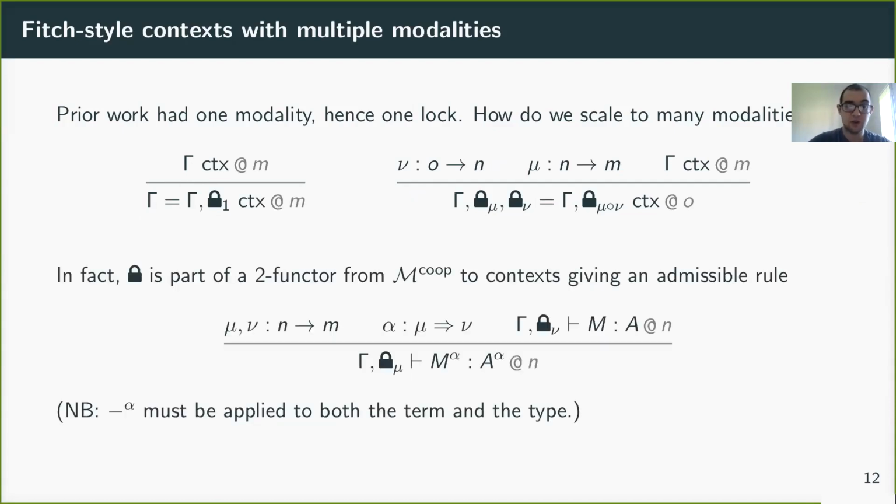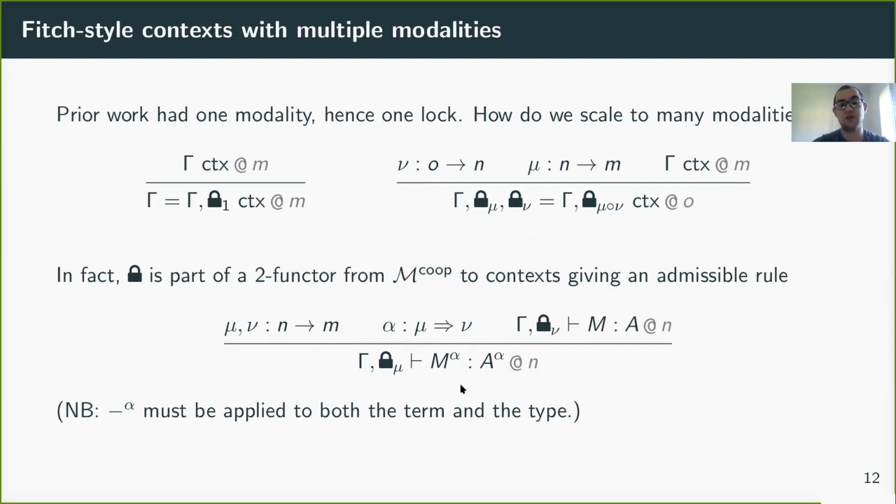In fact, lock is going to be formally part of a two-functor from the mode theory, and the action on two cells will give us the following admissible rule, which is a form of lock weakening, if you like. It says that if we have two locks, which both go from n to m, if we have a term which is locked at nu, we can weaken it to a term locked at mu, provided that there's a two-cell going from mu to nu.